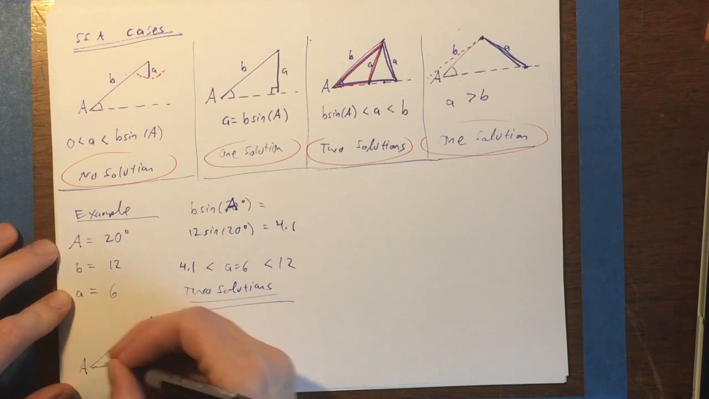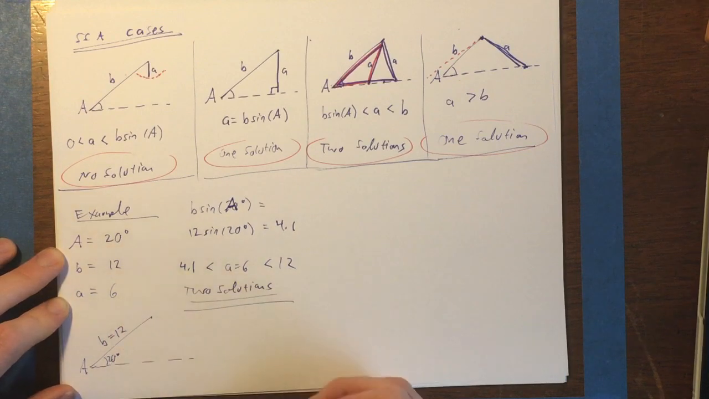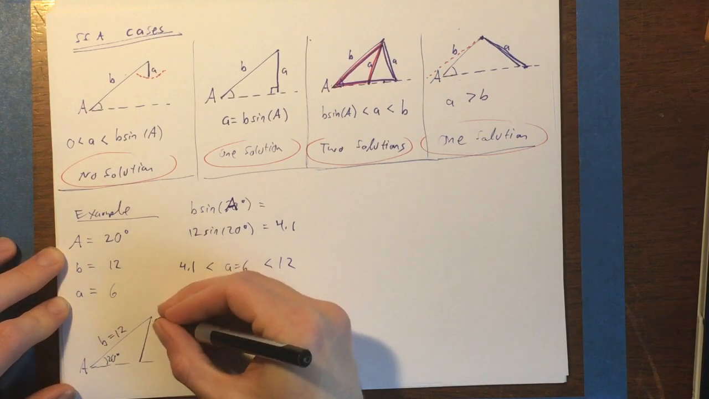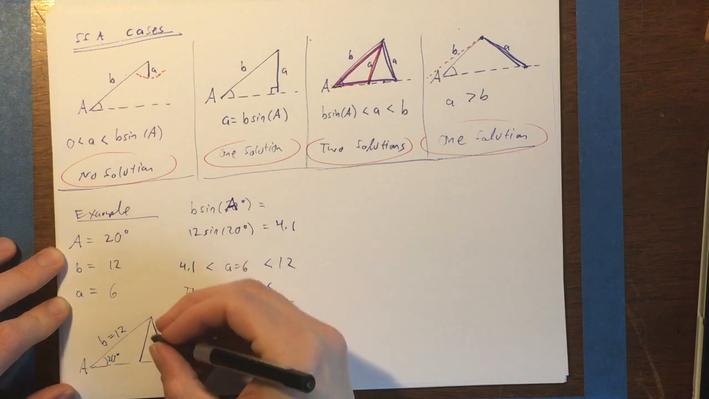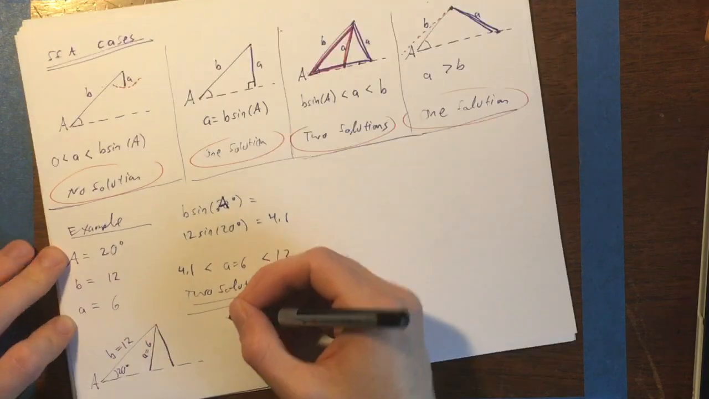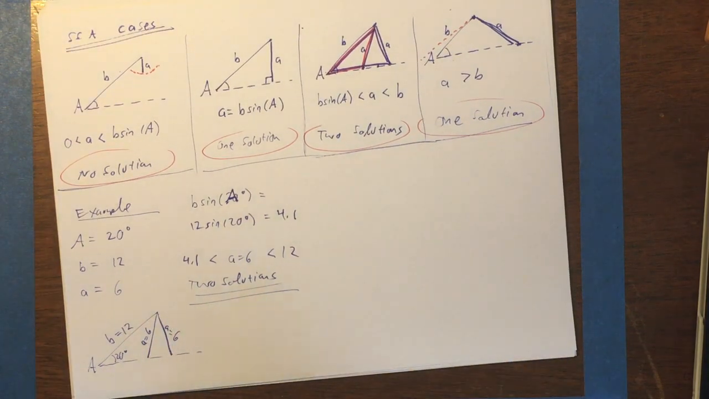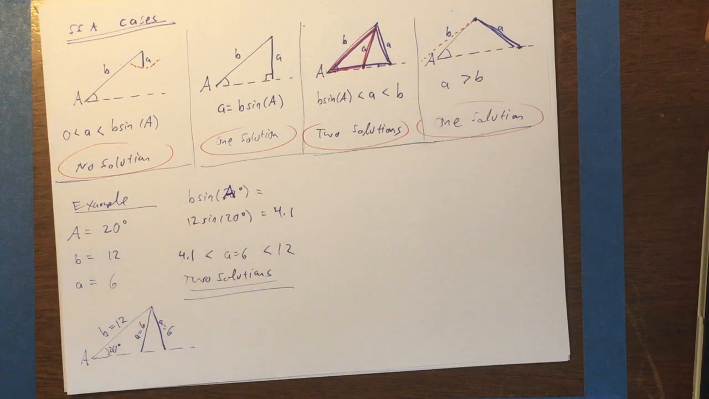Here's angle A, which is 20 degrees. And then here's B, which is 12 units. And then we're going to have two possible situations here like this, where A is 6, and that side of length 6 can either go down, A equals 6 in both cases.